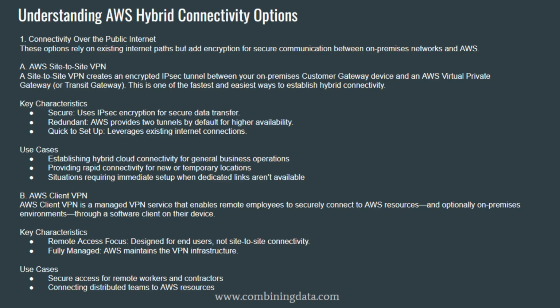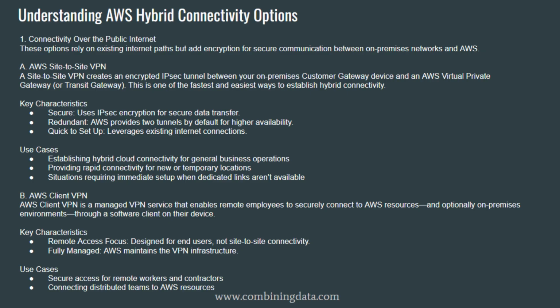Typical use cases include establishing hybrid connectivity between a data center and AWS, connecting branch offices to cloud resources, quickly enabling connectivity during migrations, and temporary or backup connectivity when dedicated links are unavailable. Because of its simplicity and low setup cost, Site-to-Site VPN is often the first hybrid option companies use.